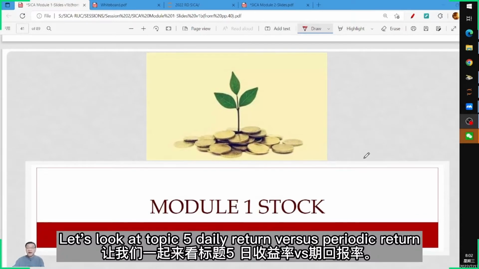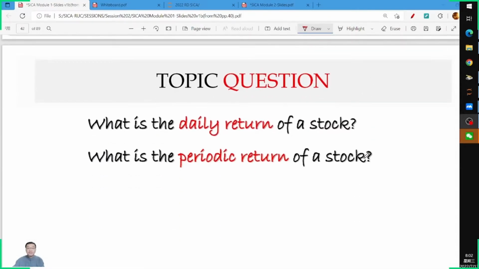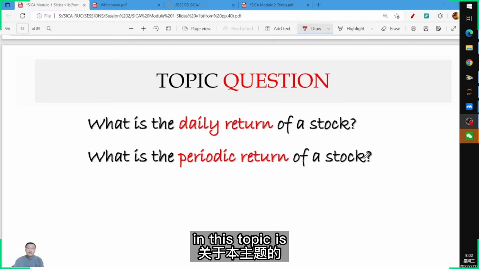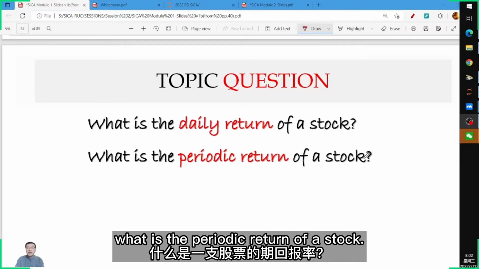Let's look at topic 5, daily return versus periodic return. We have two questions in this topic. What is the daily return of a stock? And what is the periodic return of a stock?